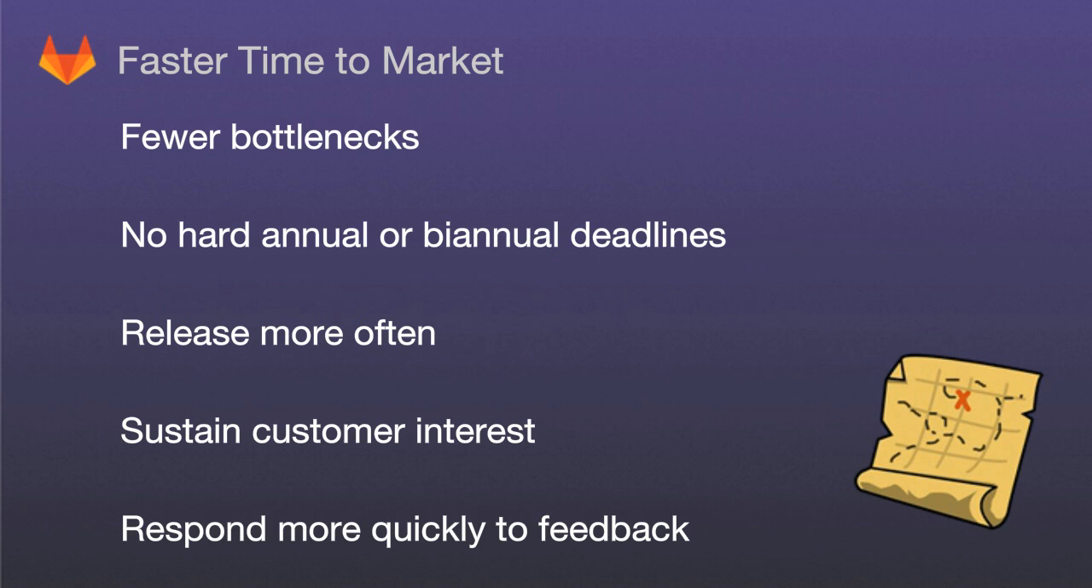This speeds up the time to market for a few reasons. There are fewer bottlenecks in the run-up to the release dates due to last-minute surprises, and with no big annual or biannual deadline, developers aren't pressured into releasing something before it's ready. You also don't have to wait another 6 months to a year to launch something just because it missed a deadline. This makes it possible to release new features more often, which has two benefits. Firstly, it helps to sustain your customers' interest in your product or service, and it also helps you to respond more quickly to feedback.